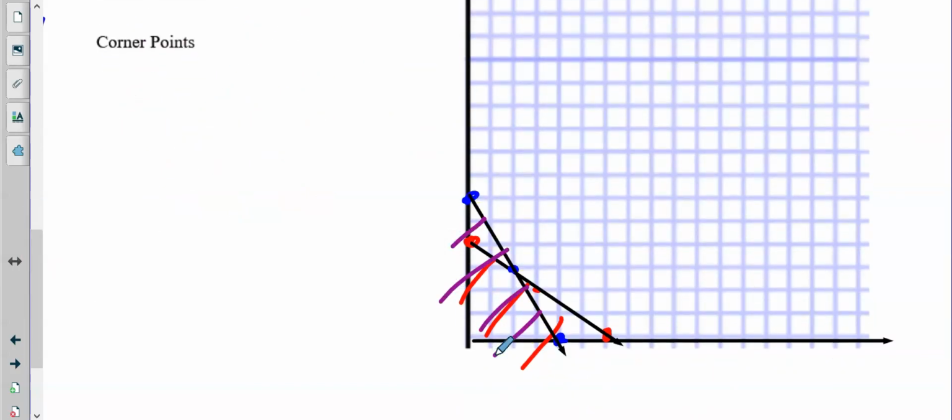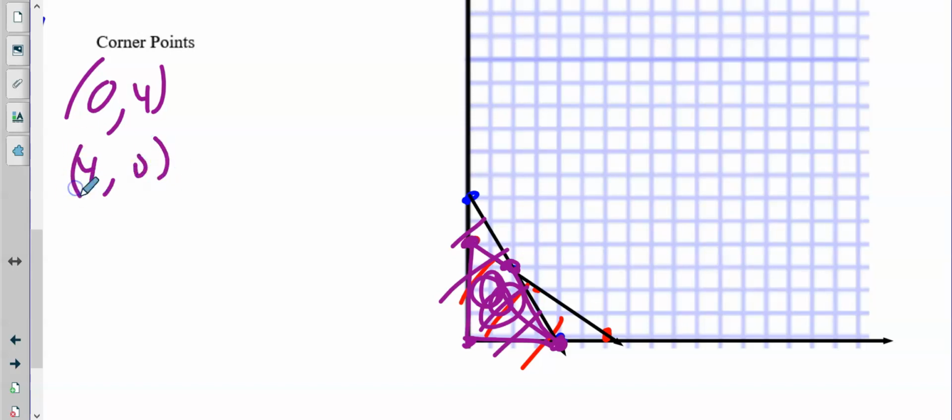Where's my area? My area goes from this point here up to this point here, to this point here, down to 0, 0. So it's that odd shape right there. So what are those corner points? 0, 4, 4, 0, 2, 3, and 0, 0.